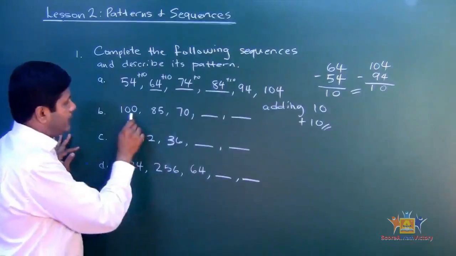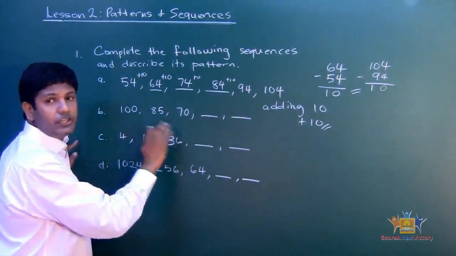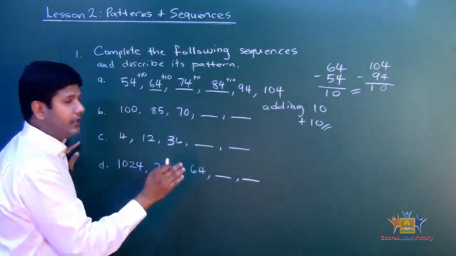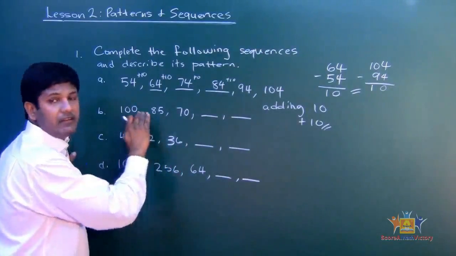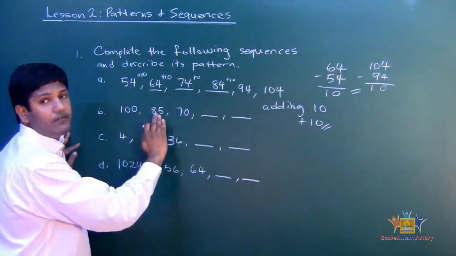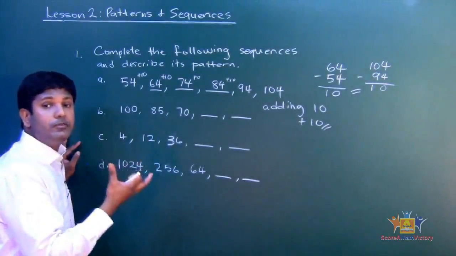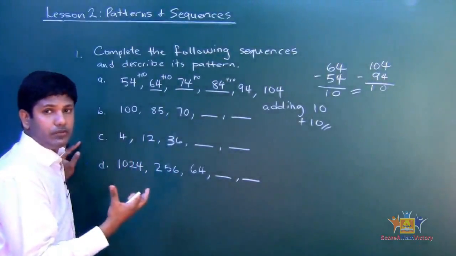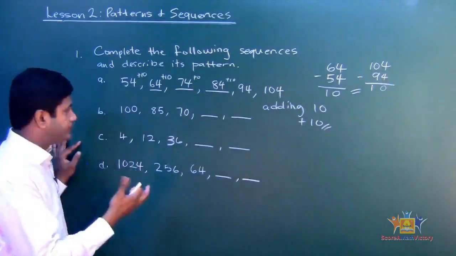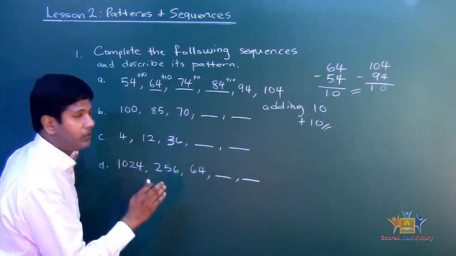But look at that, 100, 85, 70. It's not changing rapidly. See that? So if it's dividing, it will change very rapidly. In this case, it's not. Look at that, 100, 85, 70. That means the conclusion I'm going to make is this could be a subtracting sequence. The pattern is subtracting. Once I make that conclusion, this is going to be a subtracting sequence.